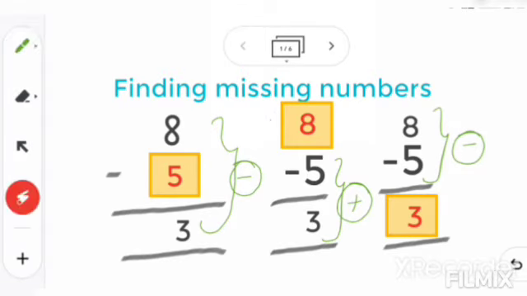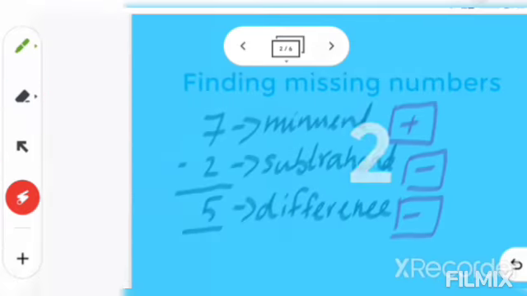Okay, if the box is coming in the middle, if it is missing, then the first number and the last number, these two you subtract, then you will get this one. Suppose the top one, the minuend, has a box. To find that, the second number and the third number you add, then you will get this one. And if the box is at the bottom place, the first number and the second number you subtract, then you will get this one. Okay, with that I am going to do the example.